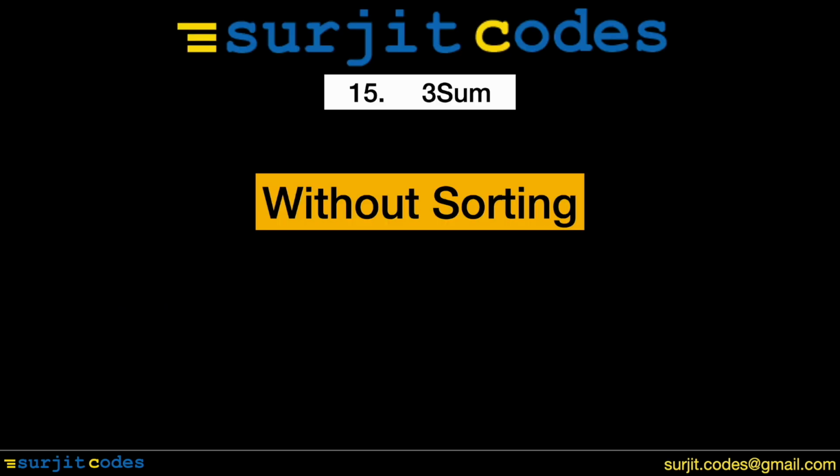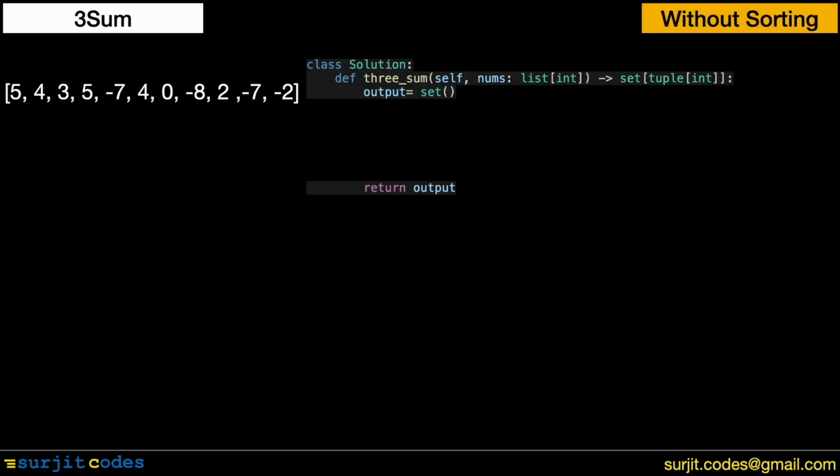Now we consider a variation of the three-sum problem in which sorting is not allowed. There is no improvement in either time or space complexity. Let us look at the solution. Consider the same list again. Output is a set which is empty in the beginning. We will add triplets such as 5, 3, -8 to the output, for which sum is 0, and the output will contain all such triplets with no repetitions.